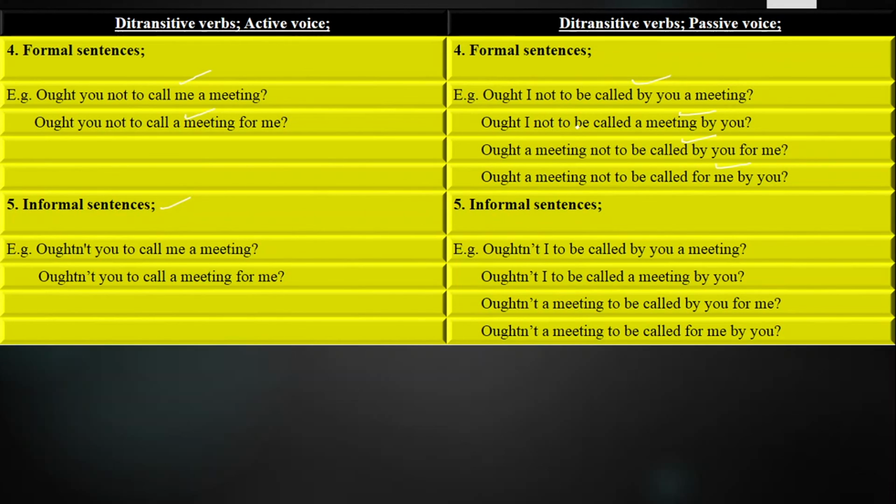Next we have the informal sentences. Those sentences in which we ask a question, deny the statement, and we ask them in an informal way. And the short form of "ought not" is "oughtn't," and then after the subject comes "to." Oughtn't you to call me a meeting? Oughtn't you to call a meeting for me? Oughtn't I to be called by you a meeting? Oughtn't I to be called a meeting by you? Oughtn't a meeting to be called by you for me, and oughtn't a meeting to be called for me by you? So these are the sentences of the ditransitive verb "call" in the modal auxiliary verb "ought to," from active voice into passive voice.